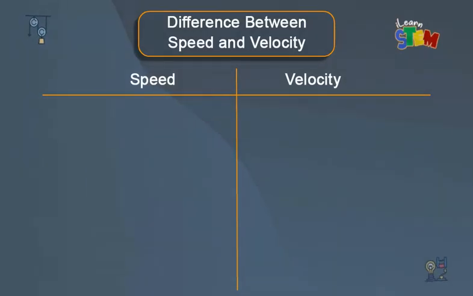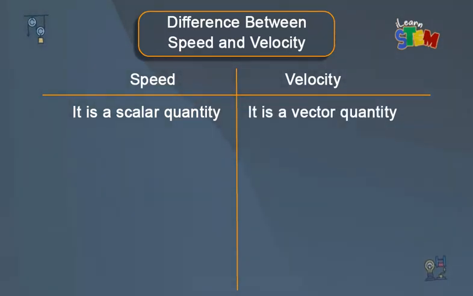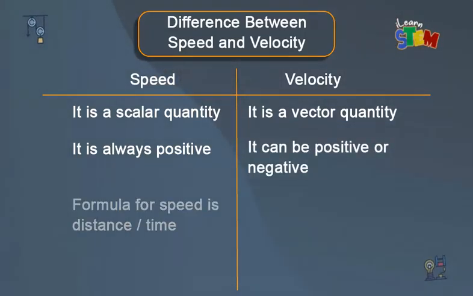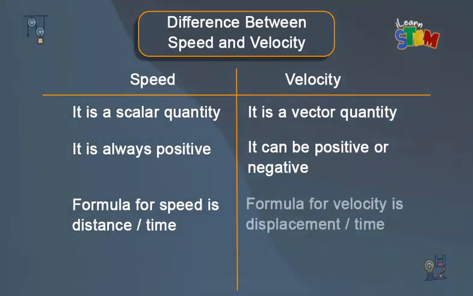Speed and velocity are two fundamental concepts in physics that are often confused with each other. Let's look at the differences between the both. Speed is a scalar quantity, which means it has only magnitude but no direction, while velocity is a vector quantity, which means it has both magnitude and direction. Speed is always positive, while velocity can be both positive and negative. Speed is calculated using the formula distance divided by time, while velocity is calculated using the formula displacement divided by time. Great job, students!